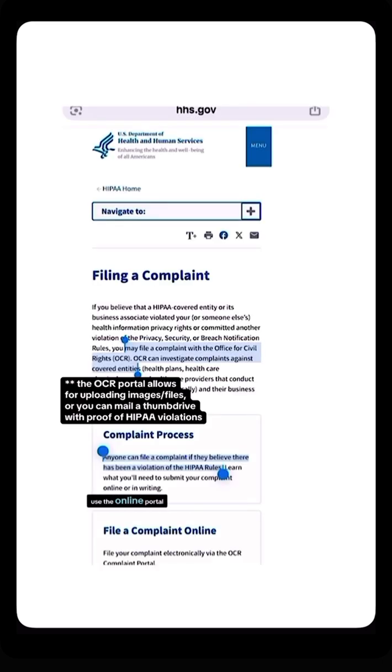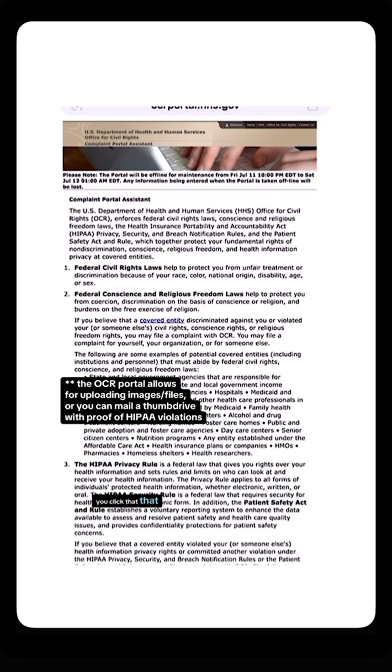If you prefer to use the online portal, you can access the online portal through this main web page where it says File Complaint Online. You click that. That link will open up this web page. You see it's the ocrportal.hhs.gov. It gives you a little bit of instructions how to go about filling this out.